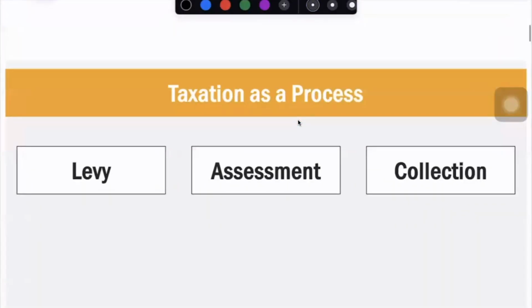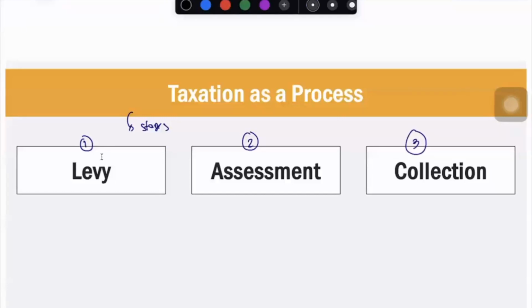Next, taxation as a process. Why is taxation a process? It is a process because it is composed of the stages of taxation. So what are the stages of taxation? First, we have levy. Next, we have assessment. Third, we have collection.